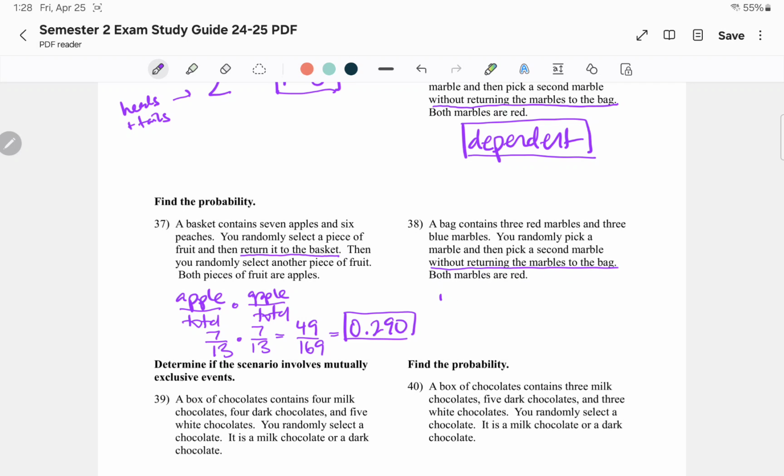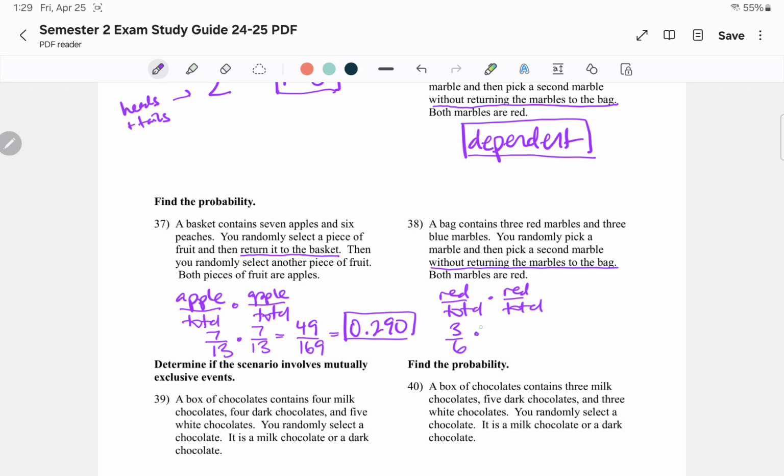Both marbles are red. So we want to start with just red over total, right? These words are coming from the events, right? The first event, you pick a marble, it's red, so red over total. You pick another one, so our second event is going to be red over total. And then we look to see how many marbles there are. It says there's 3. From a total of 6 in the bag, right? 3 plus 3 is 6.